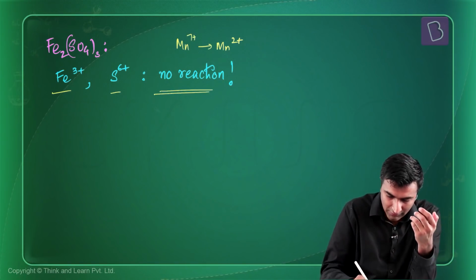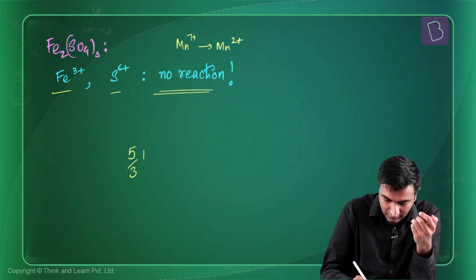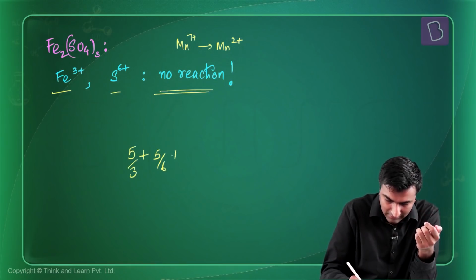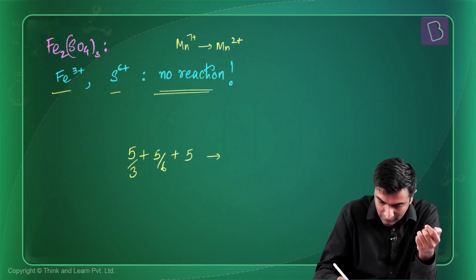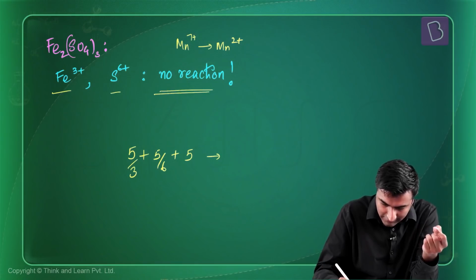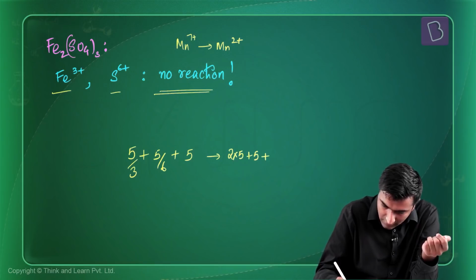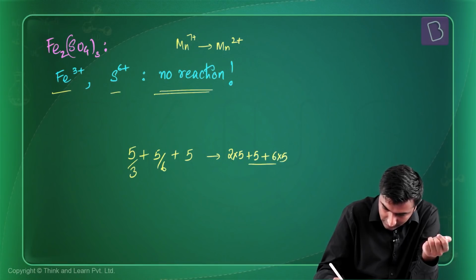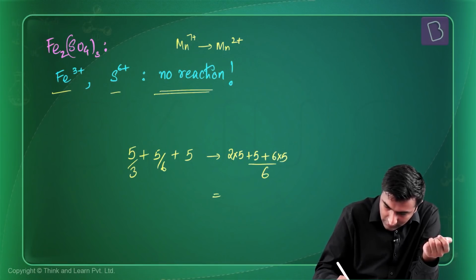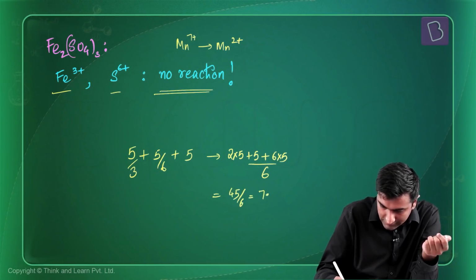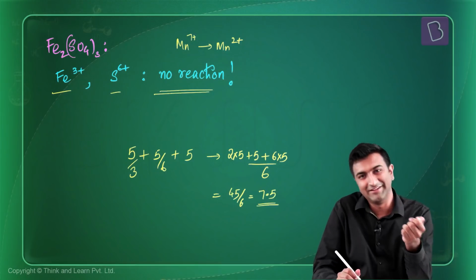Which means our answer is just going to be the sum of the previous things. How much was that? It was 5 by 3 for the first one, plus 5 by 6, plus 5. How much is this? Let's take the LCM, and all of that. LCM is 6, right? So I put a 2 over here. 2 into 5, plus 5, plus, how much is this? This is 30, right? 6 into 5 divided by 6. This is 10, 15 and 30, 45 by 6. This is 7.5, which is your answer right here.